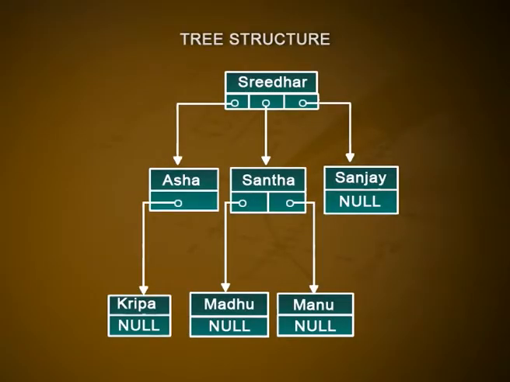If a person called Sridhar has 3 children named Asha, Santa and Sanjay, and Santa has 2 children named Madhu and Manu, and Asha has only one daughter called Kripa, then Sridhar and his descendants can be represented naturally with a tree structure as given below. Each node in the tree contains a data part to hold the name and one or more pointers to link with other nodes. In a general tree, the nodes may contain any number of pointers to other tree nodes, but a special type of tree called binary tree contains only 2 pointers to other tree nodes.